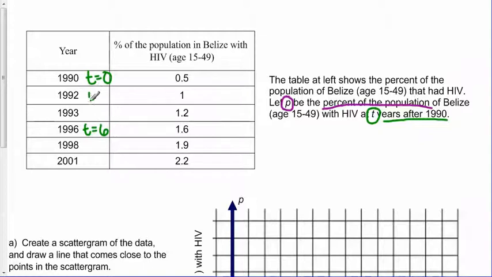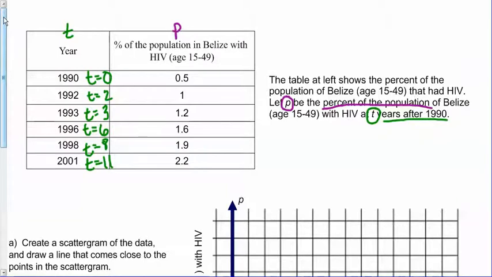And we could quickly fill in the rest of these. There's T equals 2. 1993 would be 3 years later, so T equals 3. 1998 would be T equals 8. And then 2011, that would be 11 years after. So those are going to be the T values we're going to use here. So here are my T values, and here are my P values. That's going to set up the ordered pairs I'm going to use.